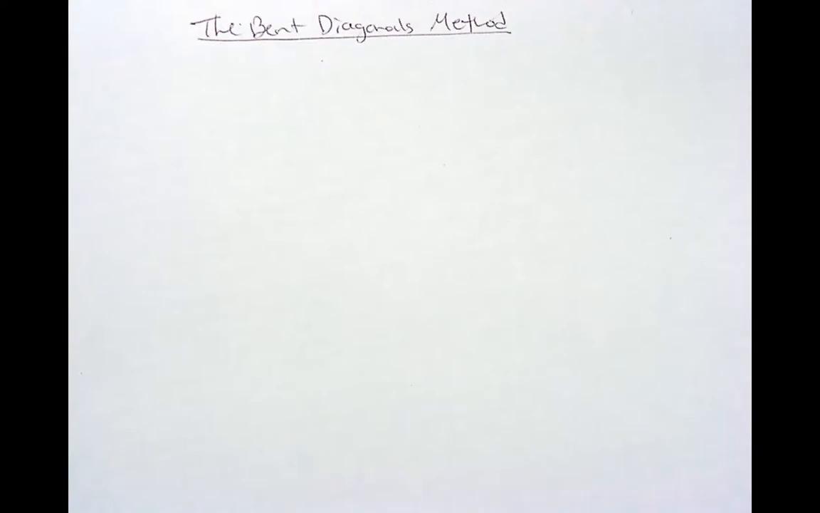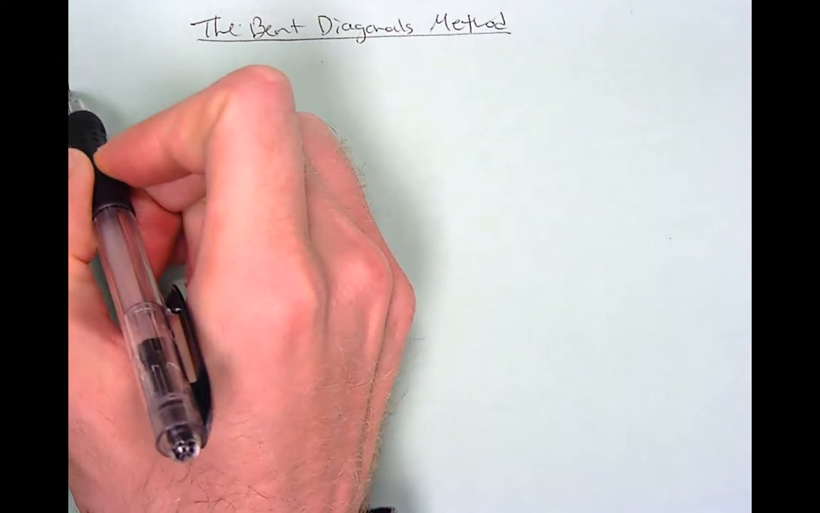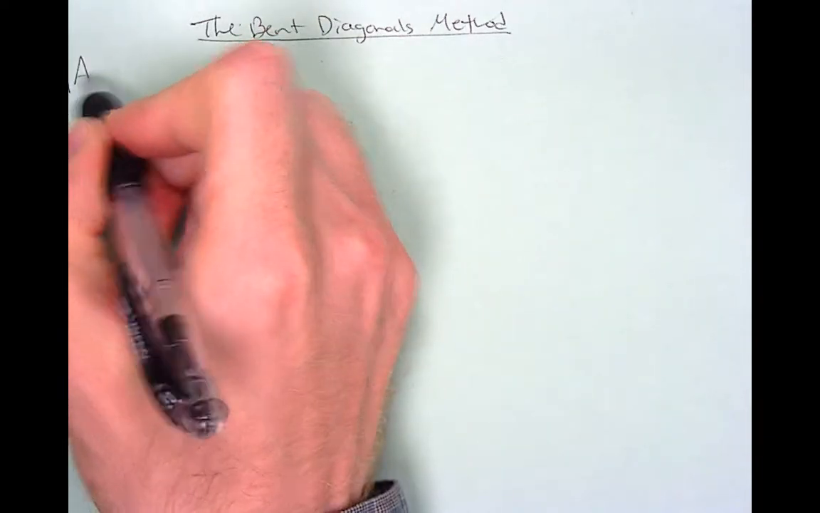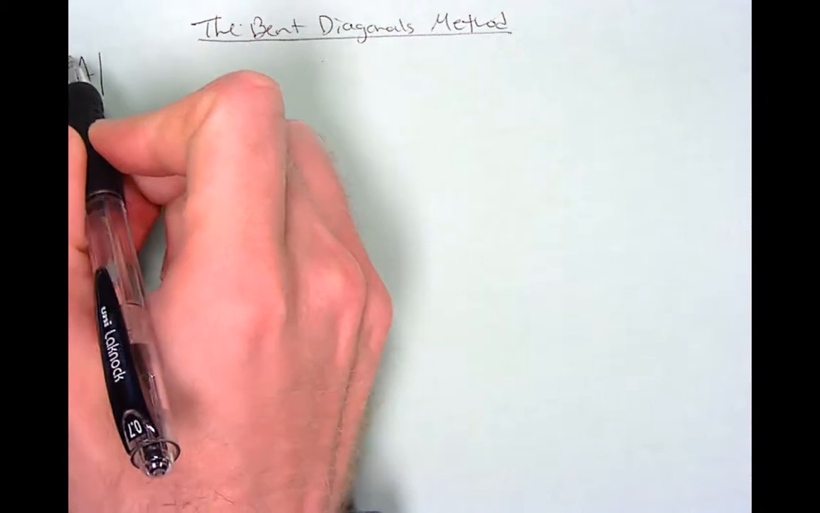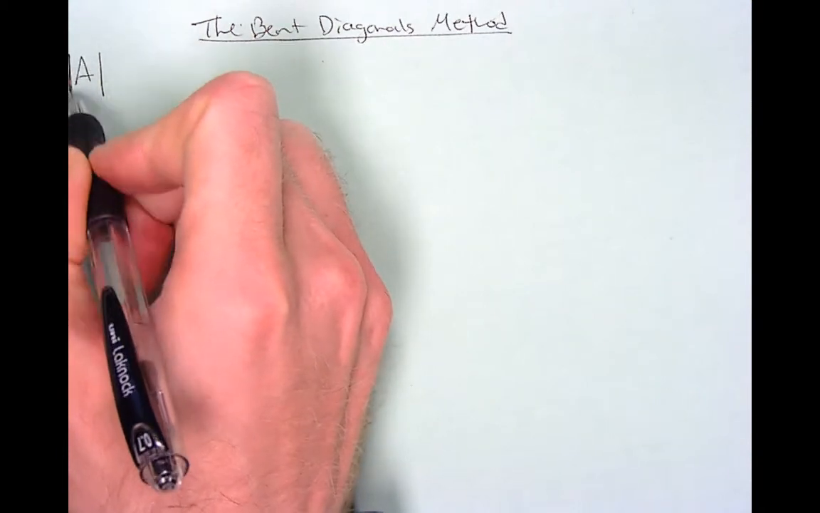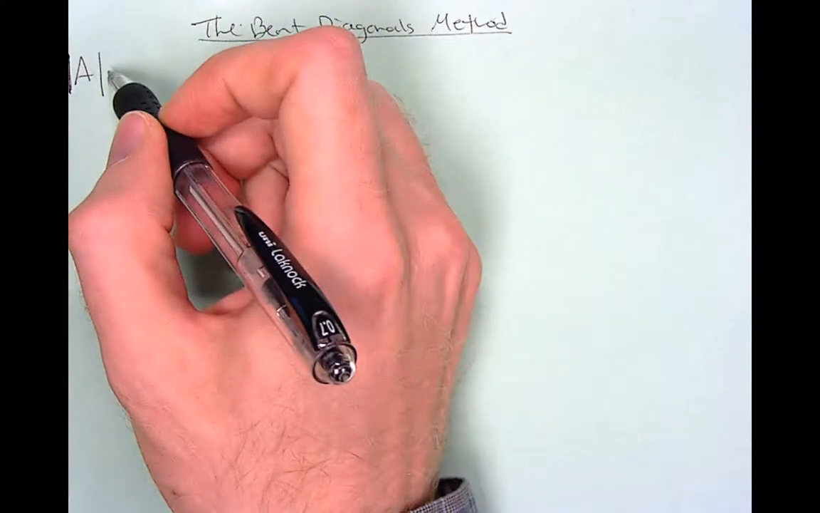Another way you can find a determinant besides using Excel is called the bent diagonals method. This method is used only for 3x3 matrices, and you can find the determinant using this formula. So we have a 3x3 matrix A, and we're finding the determinant of it. Let me do this so you can see it.